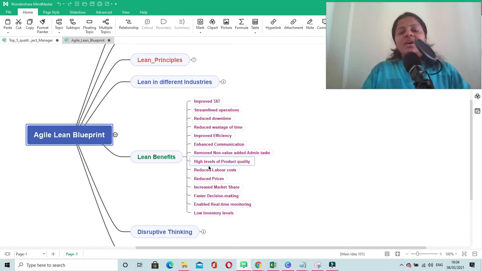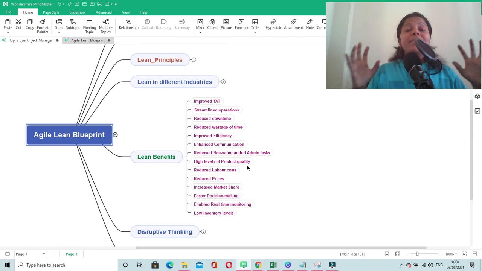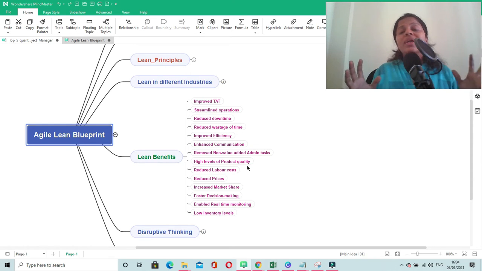The next benefit could be high levels of product quality. So when you are implementing all these principles and practices in your project, you will come up with a product which will be of utmost quality and it will be defect free.